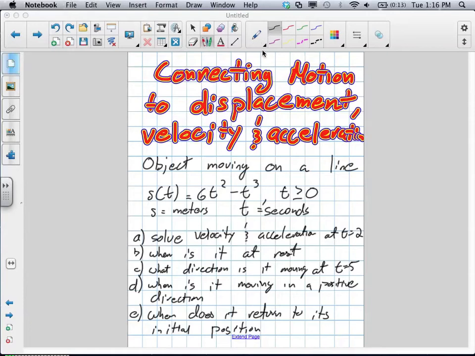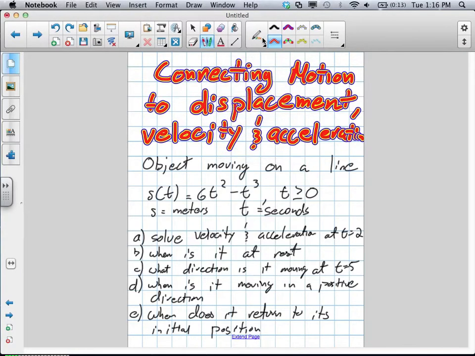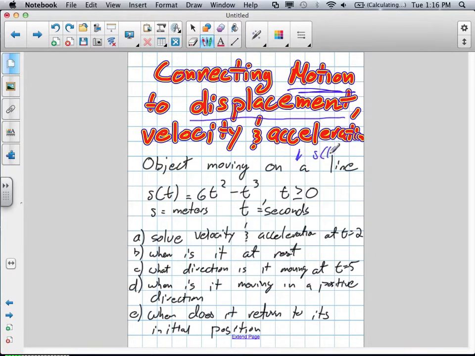Okay, we're going to connect motion to displacement, velocity, and acceleration. We talked about previously velocity and acceleration being the derivative and second derivative of our s of t. I don't know if we actually connected that. The motion moving left and right, we talked about a little, is also known as displacement from the starting point of s of t. So how far have we been displaced?